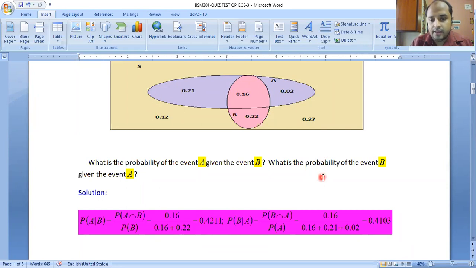Similarly, if I reverse the nature of the question, then the probability of B given A becomes the probability of the simultaneous occurrence of A and B divided by the probability of the event A. Now, this simultaneous occurrence again has probability 0.16, and the probability of A will be the total of these probabilities, 0.21, 0.16, 0.02, and therefore this value is 0.4103. So that is how it is calculated.